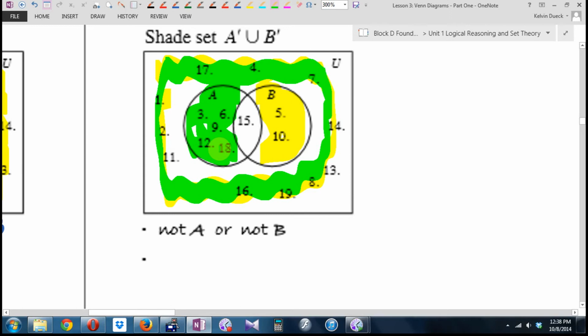Everything but the 15. You know what this is the complement of? This is the complement of where we started right near the beginning, the intersection of A and B, which was 15. This is that complement. The union of everything that's not A and not B, A or B. See how we got that okay?